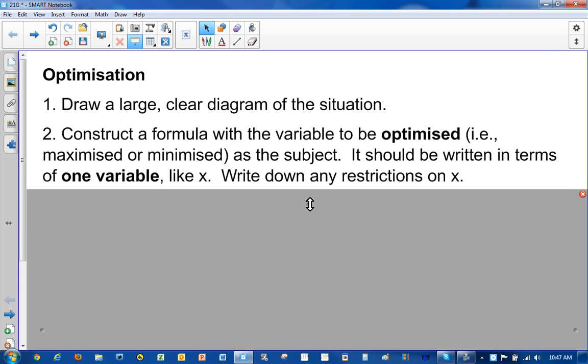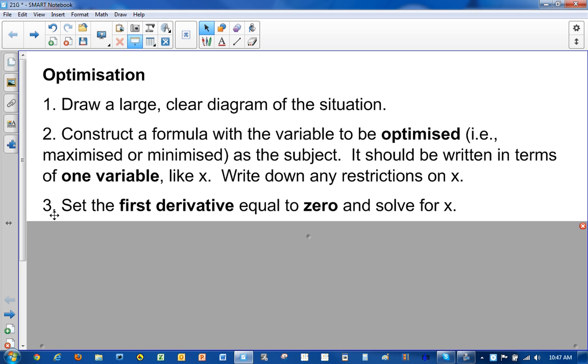All right? Right now, all we know how to do is find the derivative of an expression that only has one variable, like x. Okay? And we also want to write down any restrictions on x, because we may get some solutions that work for our equation, but they actually don't work for the real situation. And we'll see an example of that later.